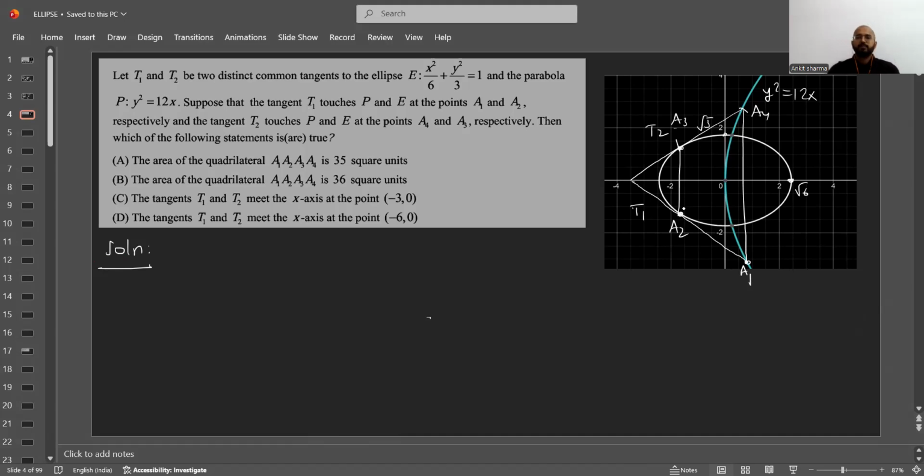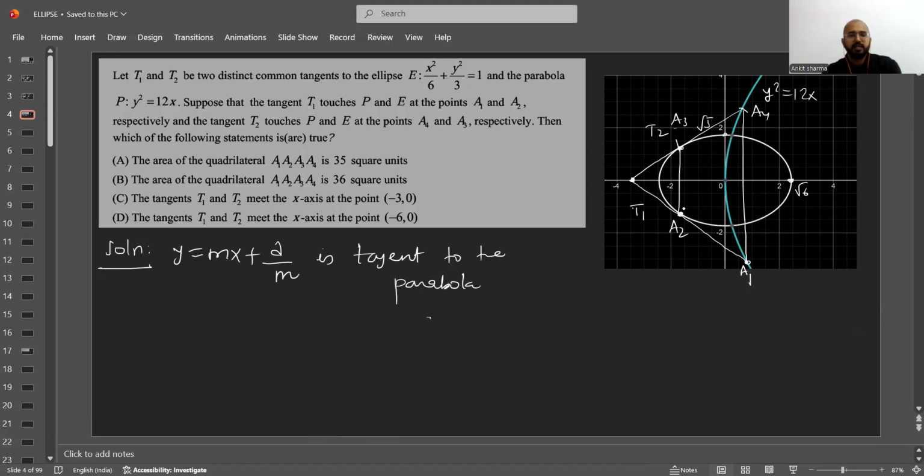So now for this, we can first find out this point of intersection. Let us see the nature. So we have y is equal to mx plus a by m as the tangent to the parabola.